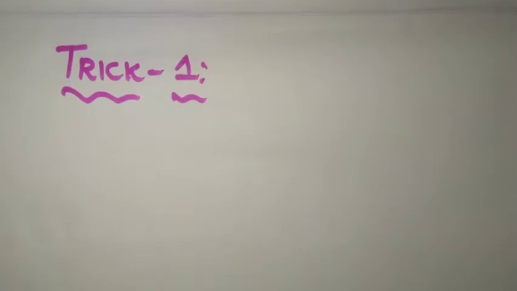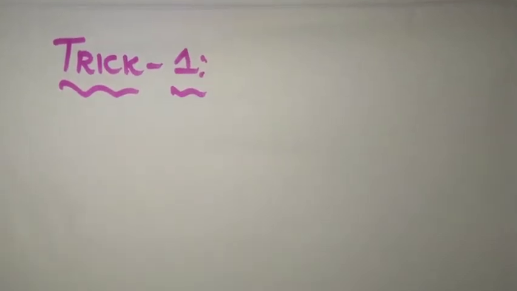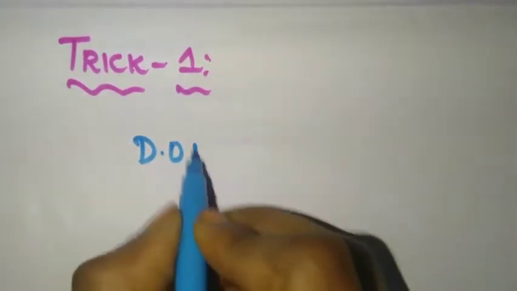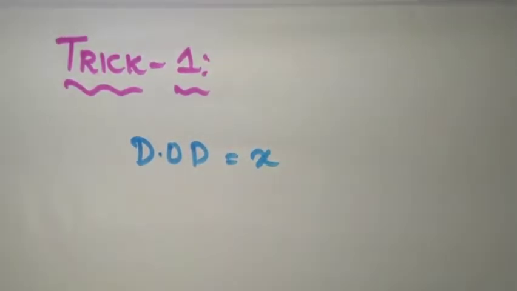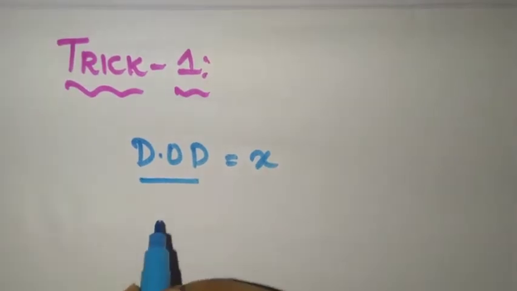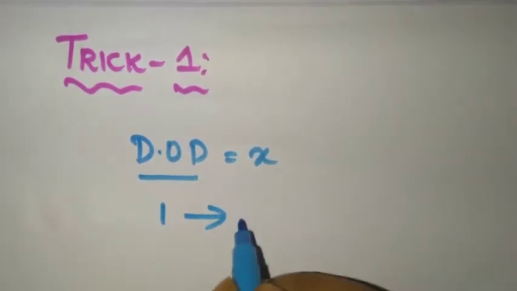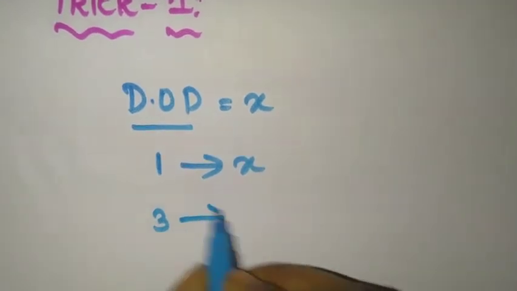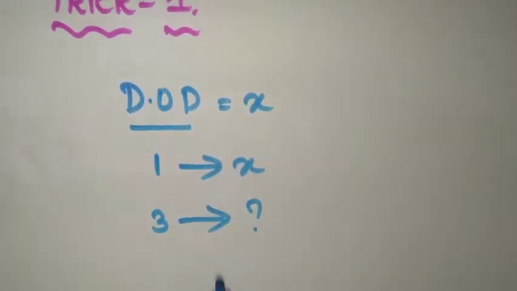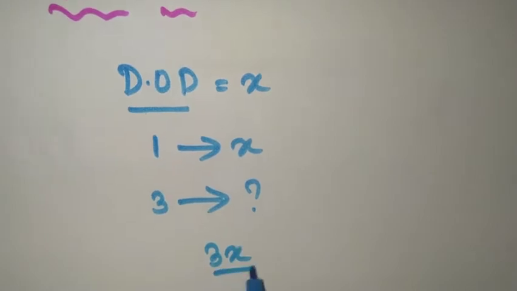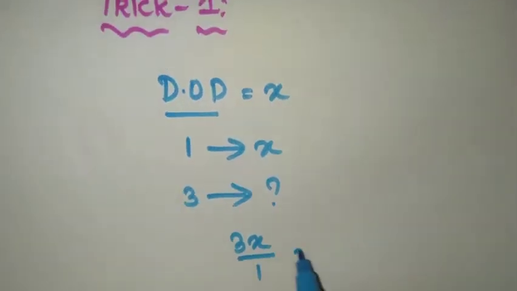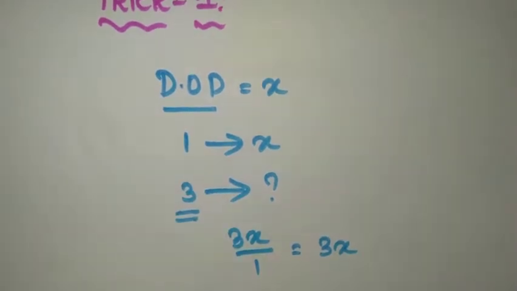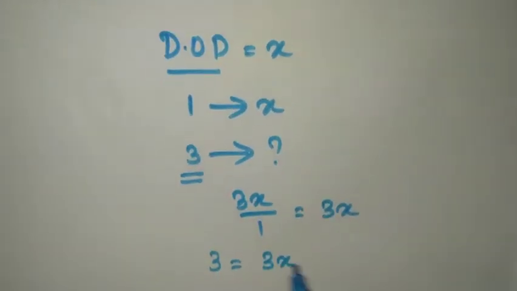We are going to discuss an excellent trick to find DOD. In this question they have given DOD as X. You must always remember the DOD is always for 1 mole. So for 1 mole, it is X, and if they ask you to find for 3 moles, you have to cross multiply it: 3 into X by 1, that is 3X. So for 3 moles, the degree of dissociation is 3X.